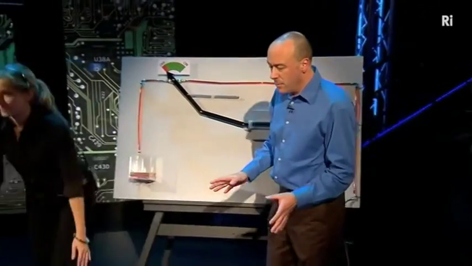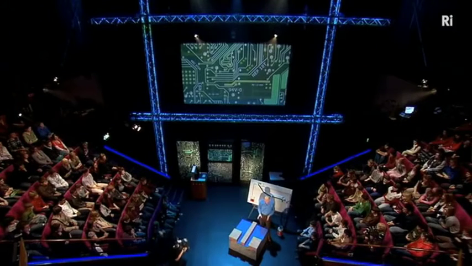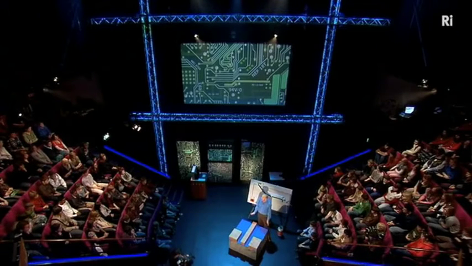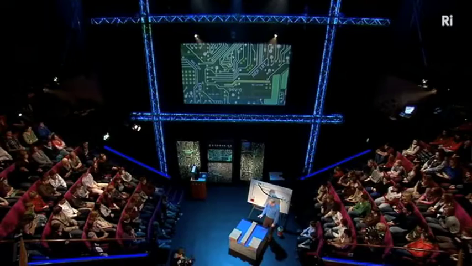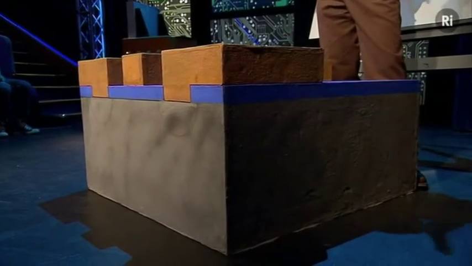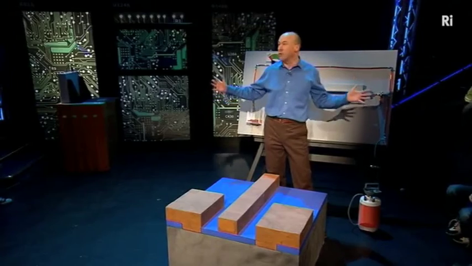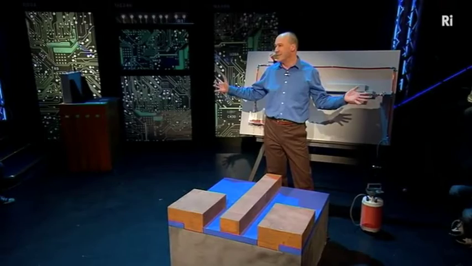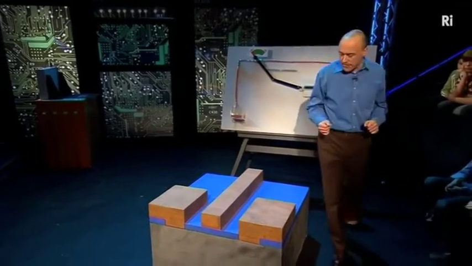Now here we have a cross-section model of a transistor, and this has been magnified 10 million times. So on the scale of this transistor, the whole processor would be the size of Greater London. Okay, so how does this work?